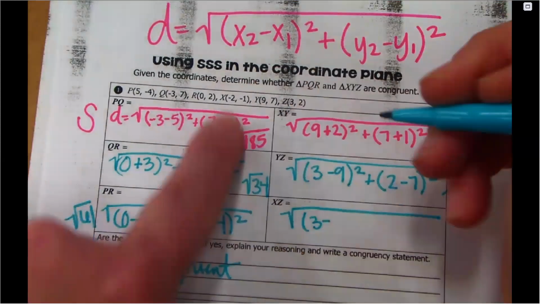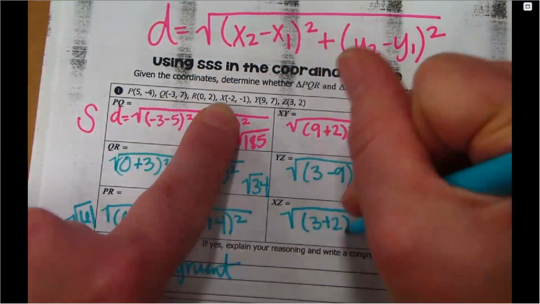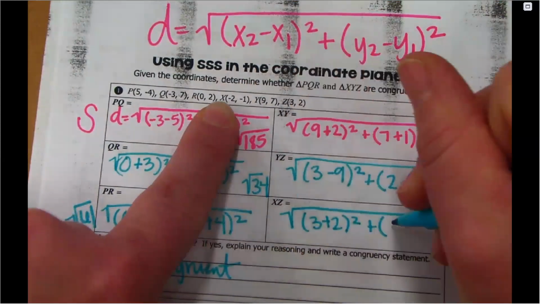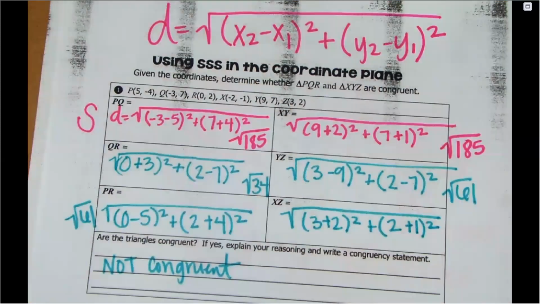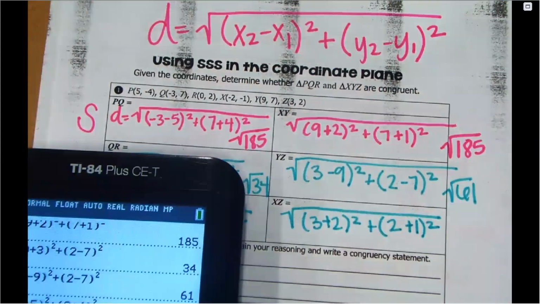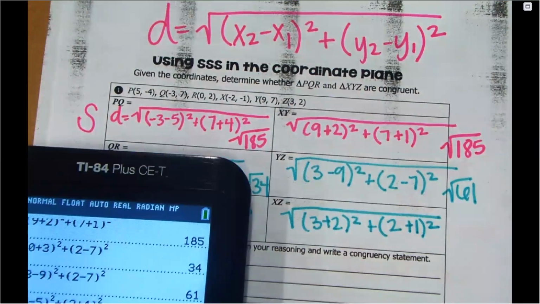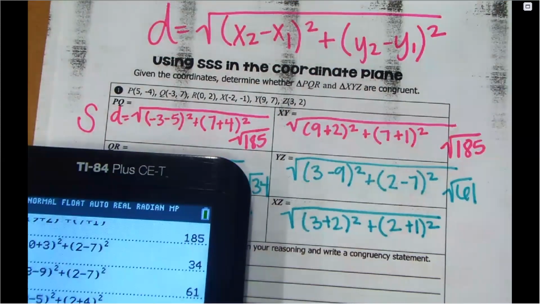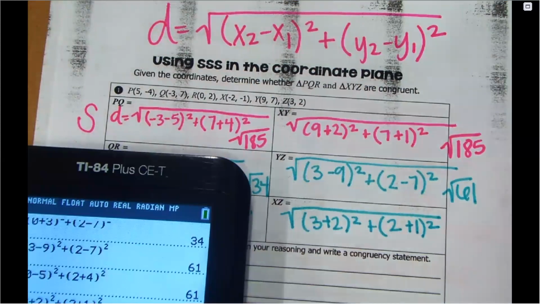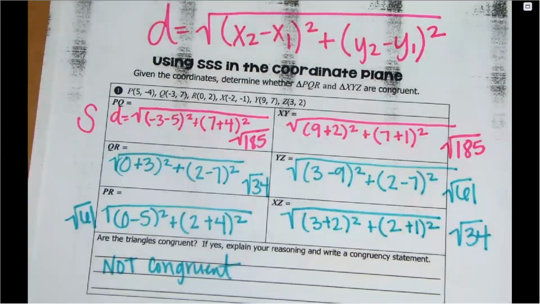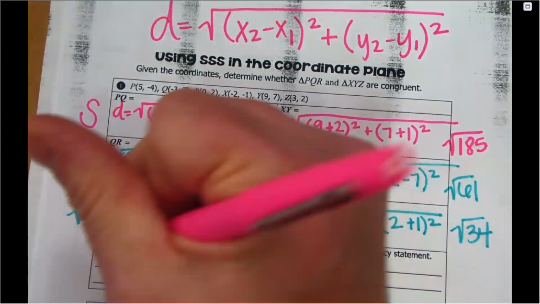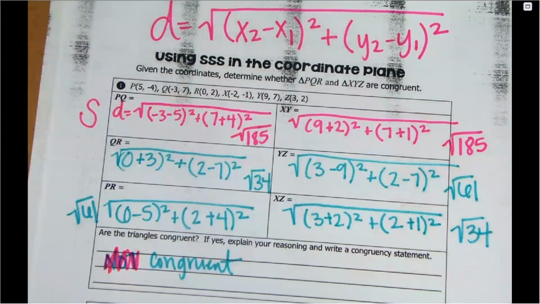X. Okay. Let's see if it's 34. Is it? Those of you that are going faster than me? Well, looky there. What do you know? So it is congruent. So, yes, congruent.